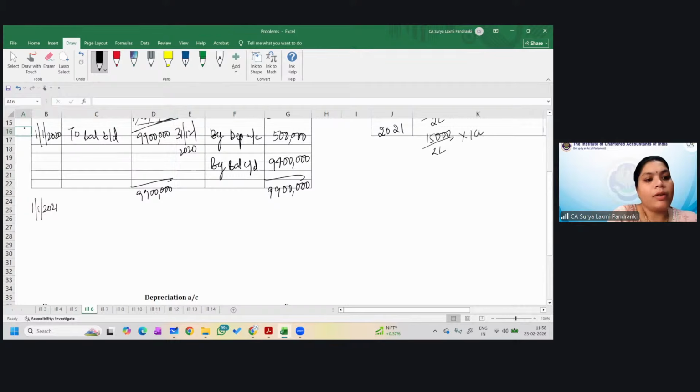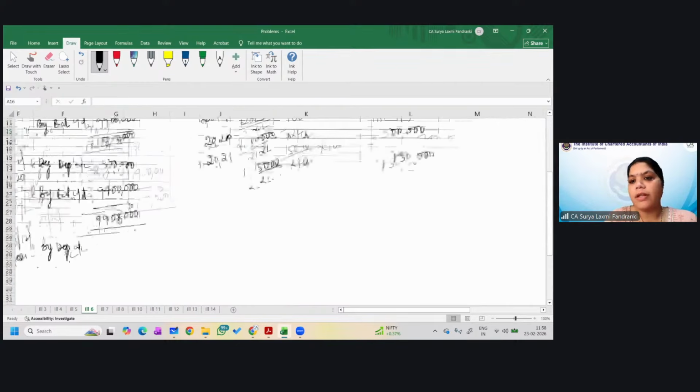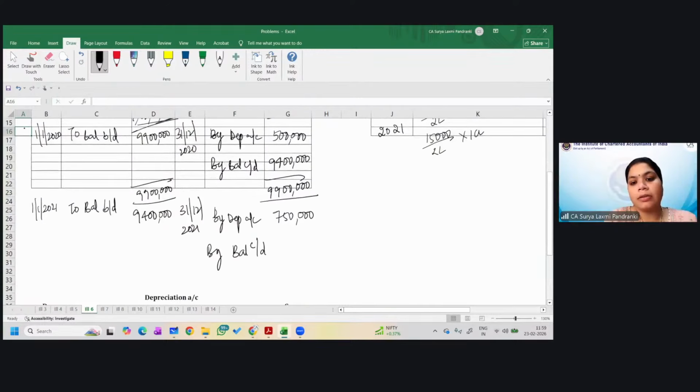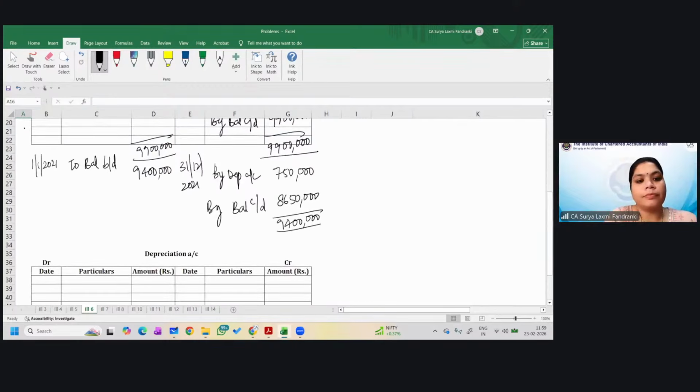On 1st January 2021, to balance brought down 94 lakhs, and on 31st December 2021, by depreciation account. How much is the third year depreciation? We have calculated 7,50,000, and by balance carried down. How much is the balance? 86,50,000. Okay, 94 lakhs.